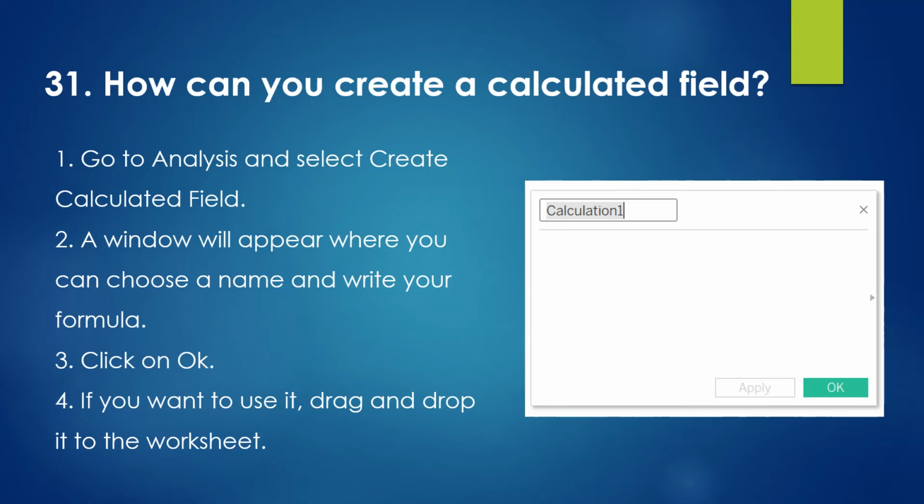Next, we have how can you create a calculated field. So you go to Analysis and select Create Calculated Field. The following window will appear where you can choose a name. So where it is written Calculation 1, you select your name, and in the window you select your formula, or you write your formula. You click on OK, so a new dimension or measure will be created, and if you want to use that calculated field, you can drag and drop it to the worksheet as the remaining dimensions and measures.